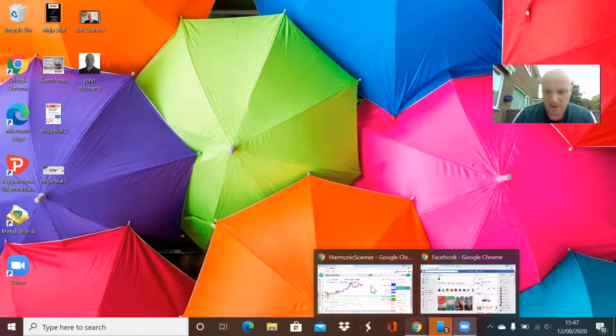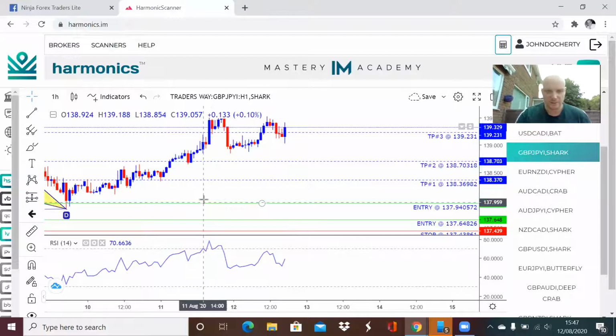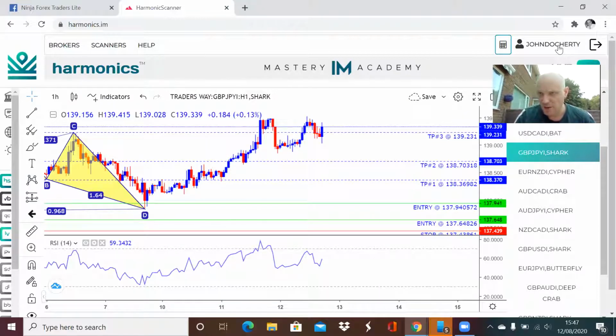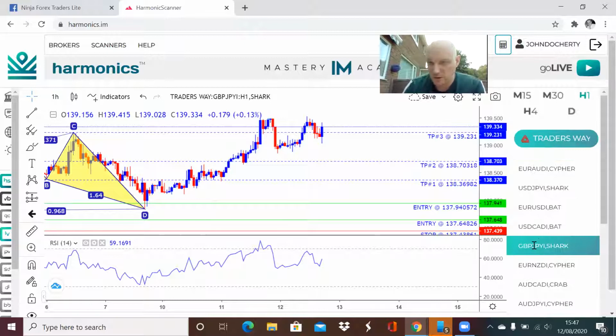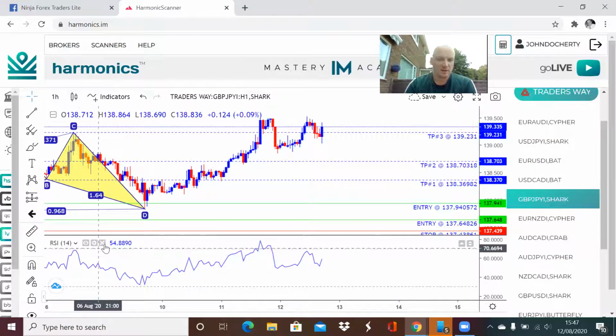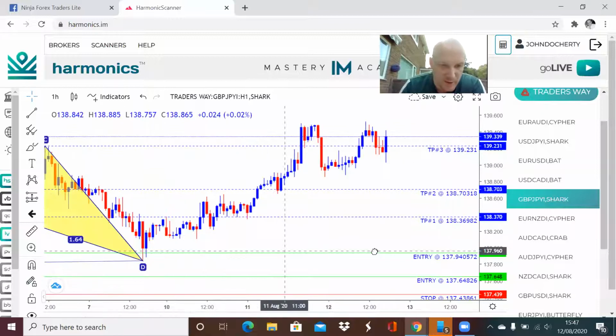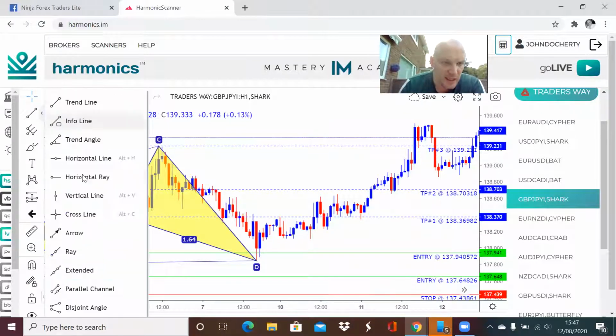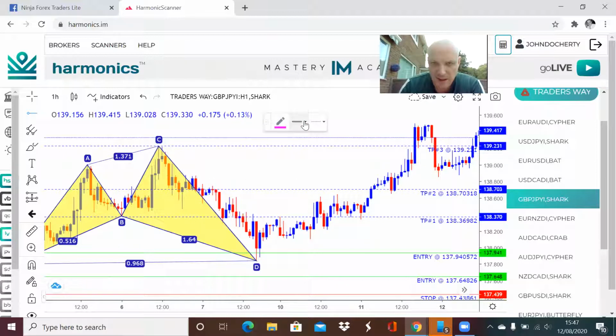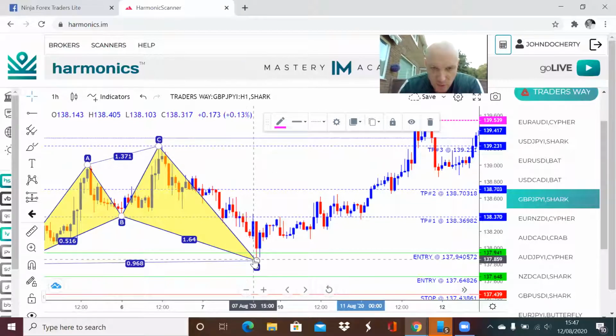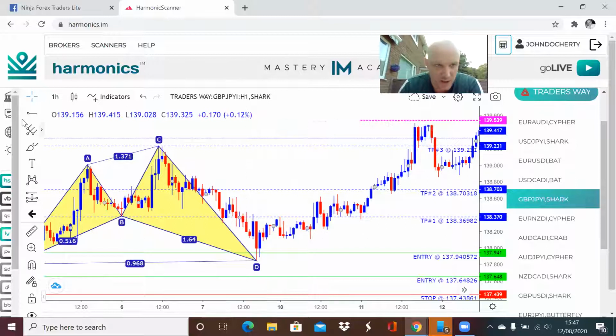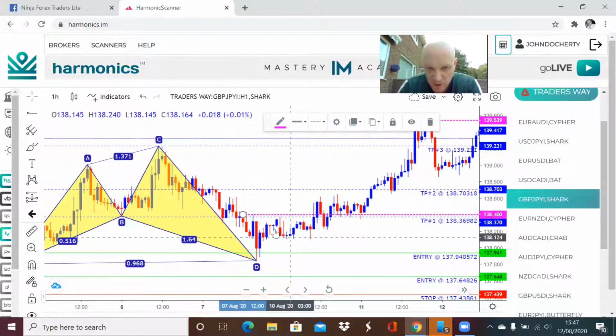Let's have a look. So we've gone over to the harmonic scanner. I'm going to start off with the trusty old TradersWay GPP. As you can see, we've got the formation here. I'm going to get a horizontal ray. I've got it in pink, quite thick, with a dotted line, just for extra visualness. So we're going to go one candle to the left and put it on the wick. One candle to the left, put it on the wick. Now look, break of structure, come down, test, and it's away.